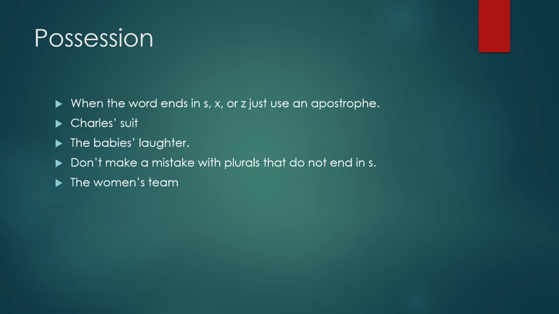If we have the babies' laughter, that there are many babies laughing at the same time, which, by the way, sounds like something out of a horror film, then we have babies. And since that's spelled differently than the singular version anyway, that's how we know it's correct. Just put the apostrophe after the S. Don't make the same mistake of doing that with plurals that don't end in S. So for instance, if there is a team of women, it's the women's team, because women is already plural. So it's not a matter of whether or not the word is plural, it's just does the word naturally end in S.